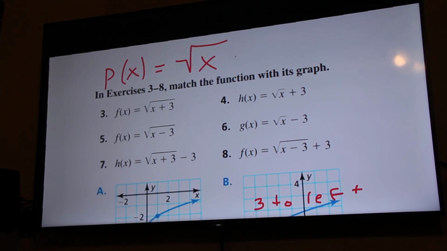So that's number 3. Number 3 is B. Just to help you guys out, number 3 is B. So all you have to do is 4, 5, 6, 7, and 8 to match up. Okay, hope that helped you out, guys.